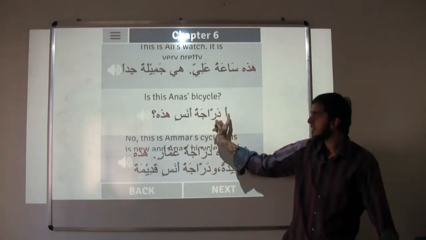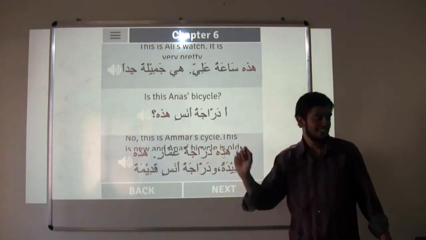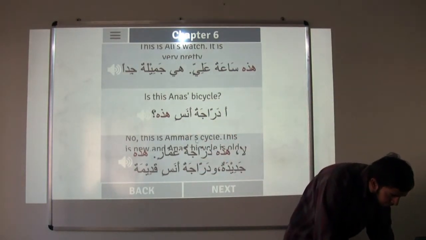Ad-darrajatu anasin hadhihi. Is this Anas's bicycle? Is this Anas's bicycle? Fine.